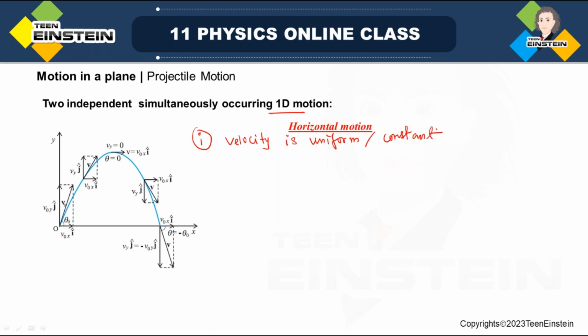And what is that velocity? That velocity is v0x, that is v0 cos theta. This is along the x direction or horizontal. All right, and with time this is not changing, right? Because there is no acceleration.